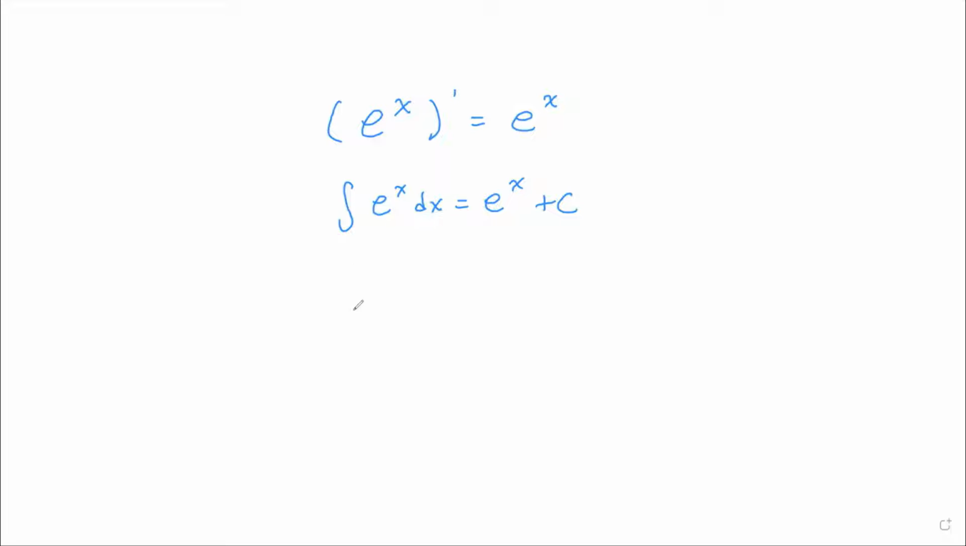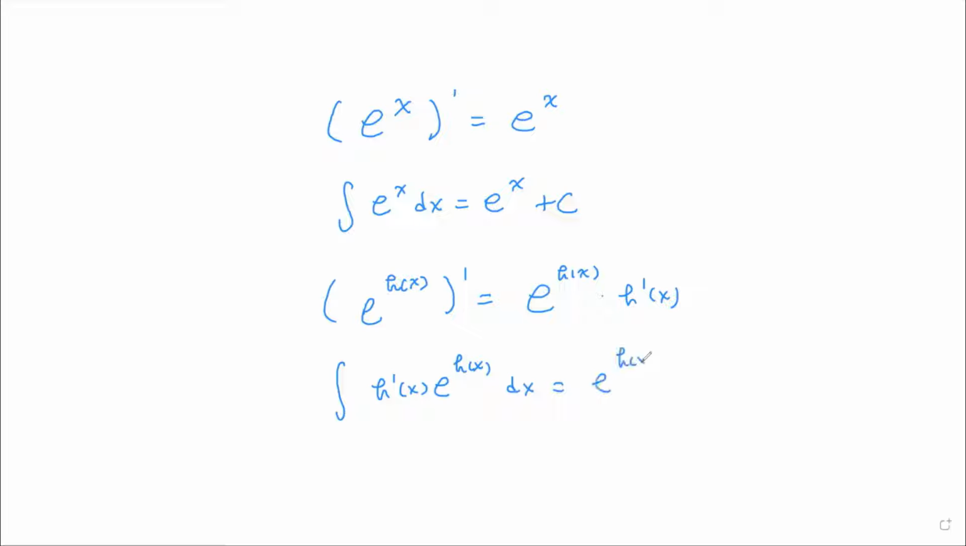If we add a little bit of flavor to the e to the x function, let's say a differentiable function h(x), and then we have the chain rule: the derivative of e to the h(x) is h prime x times e to the h(x). And then if you do the antiderivative, the integral of h prime x e to the h of x dx equals e to the h of x plus c. All right, so let's use these simple facts to work on the problem.